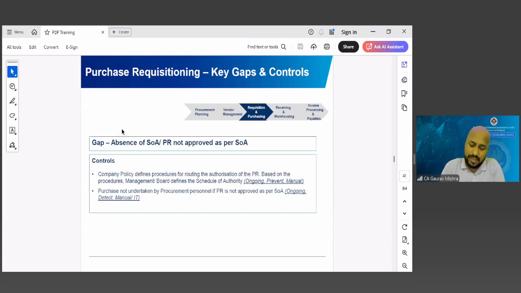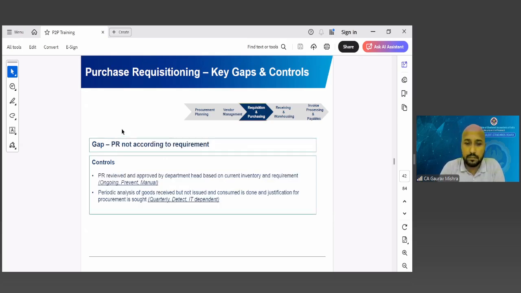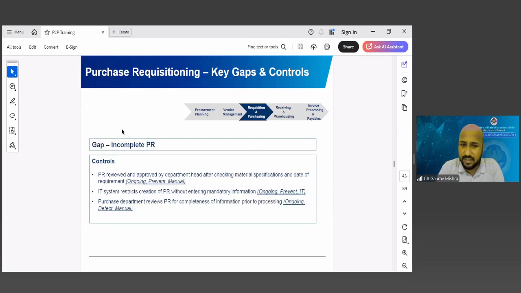Now coming to the part of PR, whether it is a system approved or not, the delegation I will not see, unless the PR has been split into two parts, DOA cannot be validated. Sorry, you can say that it is violated, the PR is not according to requirement. Again, this is if it is manual, but these things you will not find in the recent cases.